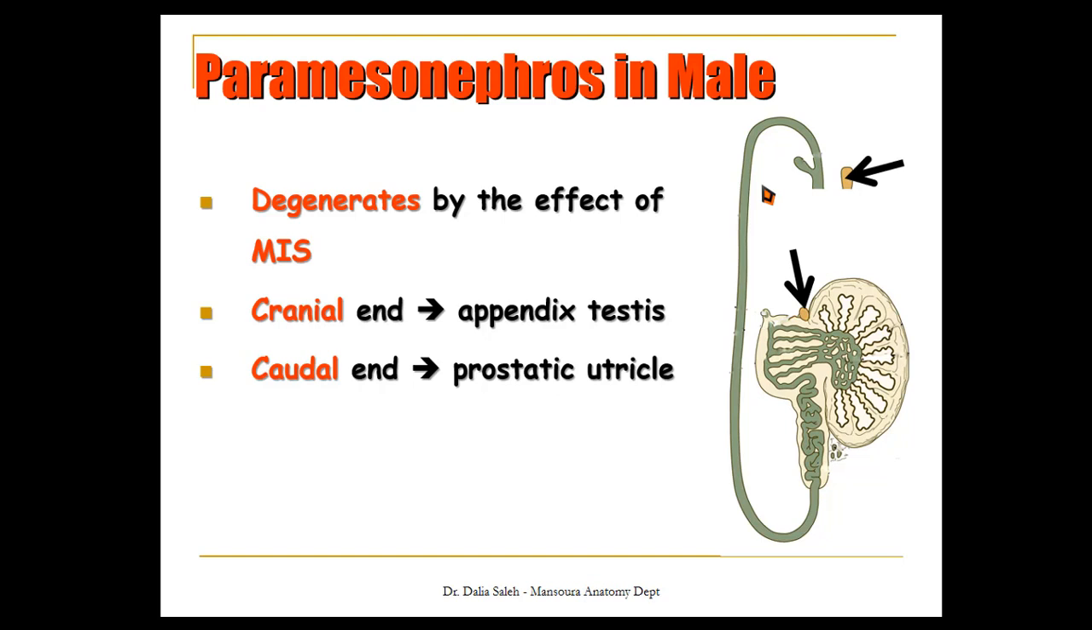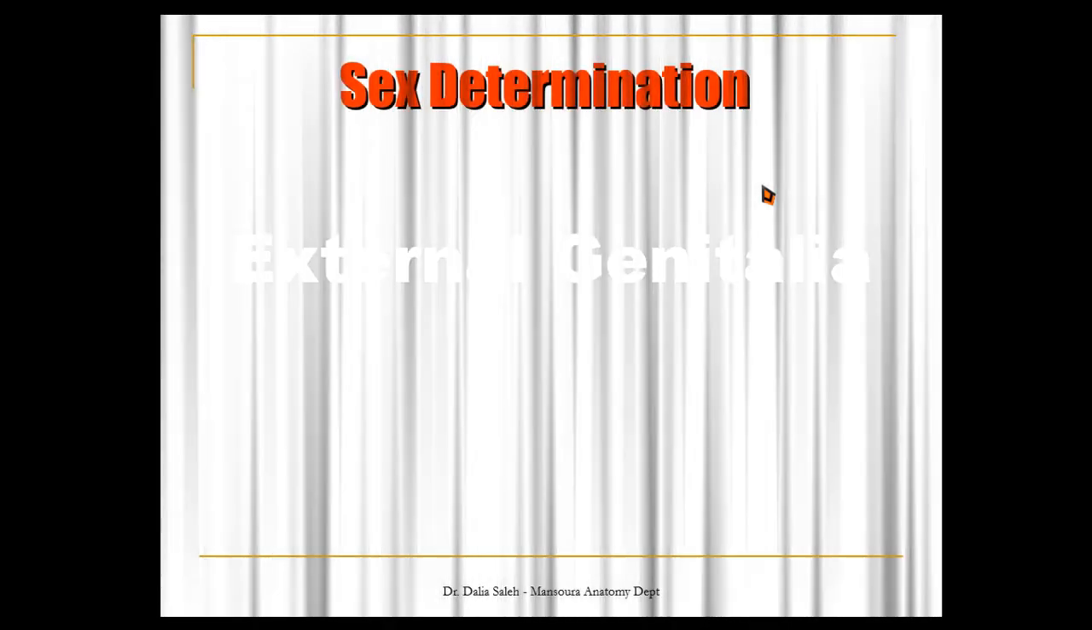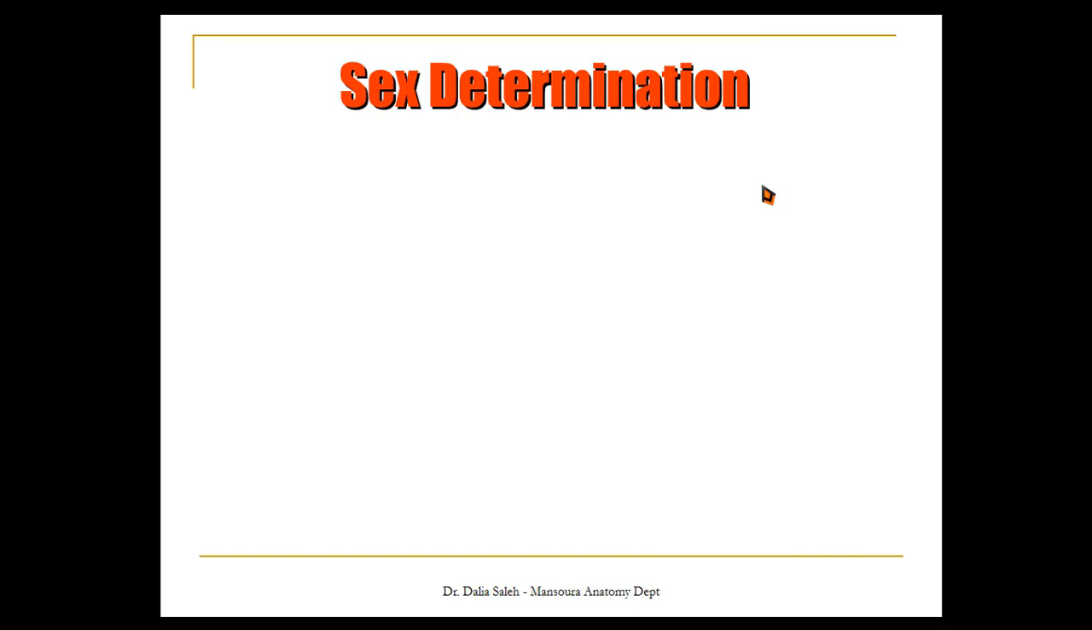It's called prostatic utricle. For the development of the external genitalia, we need to know how the sex is determined in the embryo. We have sex determination in 3 stages. The first stage is the genetic sex, and this is of course determined at the time of fertilization according to the X or Y chromosome carried by the sperm that will fertilize the ova.